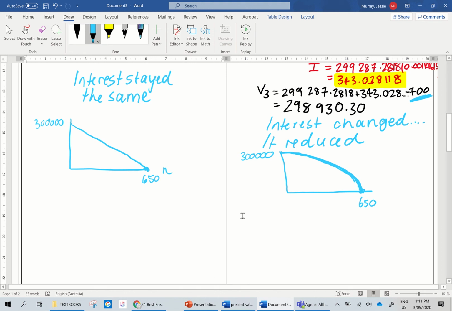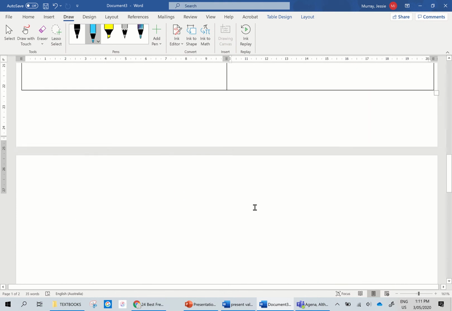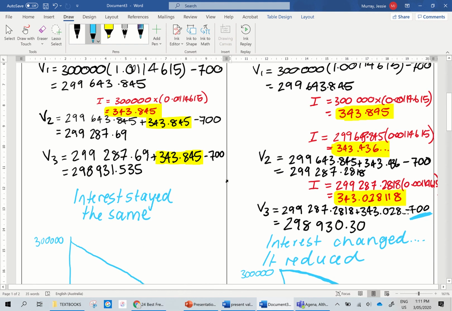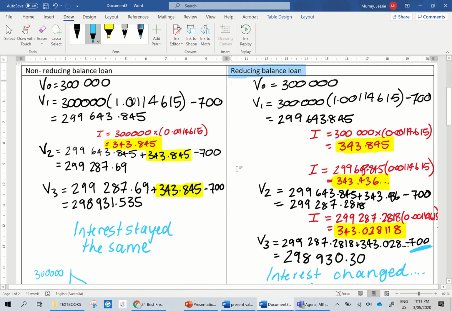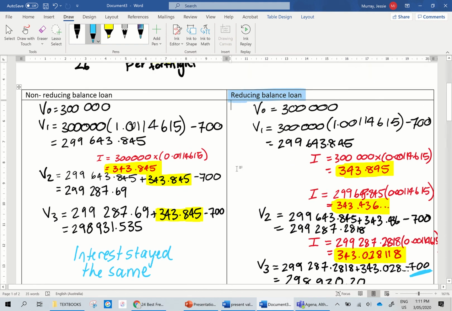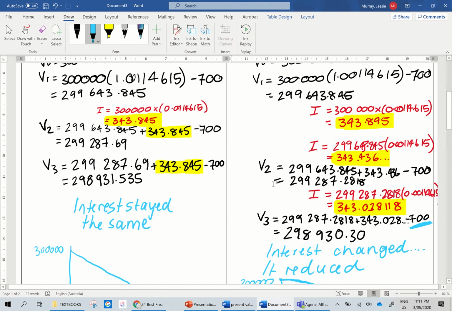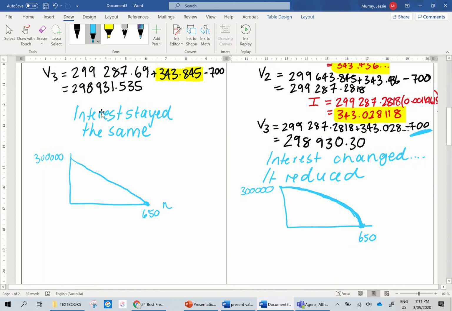Now, you are not expected to have to produce this idea, ever. But once again, it is important that you can understand the idea of what the difference is between a non-reducing balance loan and a reducing balance loan. At the end of the day, if those numbers did confuse you, just think of it like this. A non-reducing balance, that interest didn't change. Whereas a reducing balance, it reduced every time. The less you owed, the less interest you were charged.